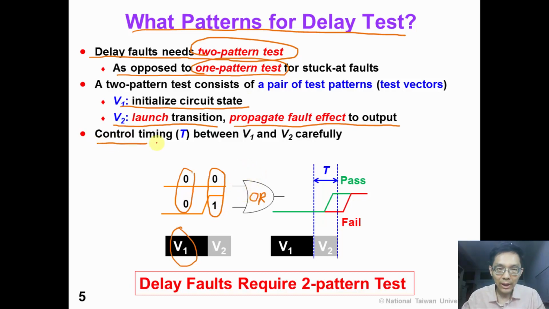We can control the timing T between V1 and V2 so that we can determine whether this circuit passes or fails the test. If the output rises before the time T, it passes the test. If the output rises after time T, then it fails the test. So, in summary, delay fault requires a 2-pattern test.